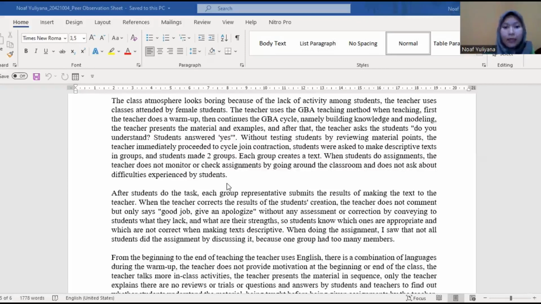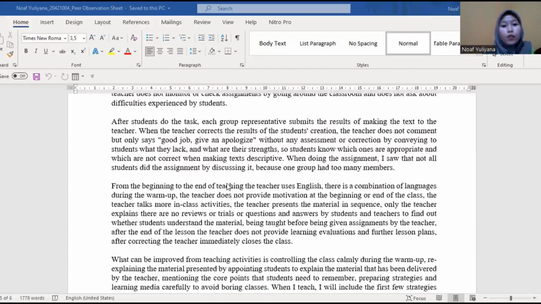From the beginning to the end of teaching, the teacher uses English. There is a combination of languages during the warm-up. The teacher does not provide motivation at the beginning or end of the class, and the teacher taught more in-class activities. The teacher presents the material in sequence. Only the teacher explained; there are no reviews, trials, or question and answer between students and teacher to find out whether students understand the material.